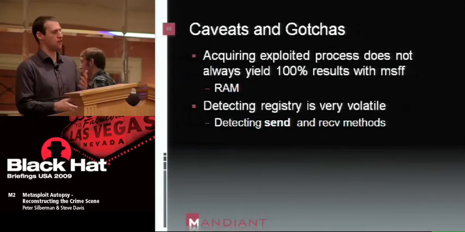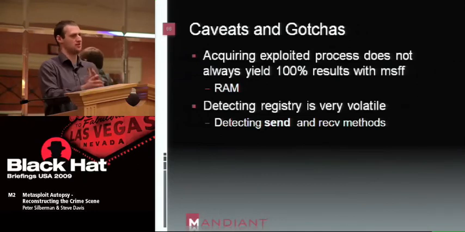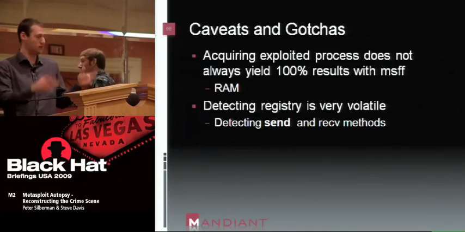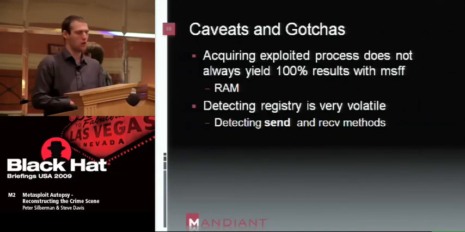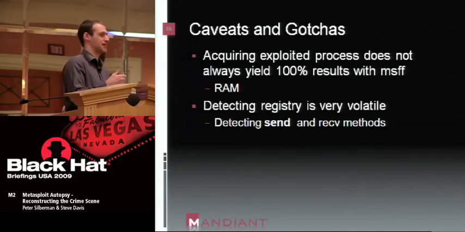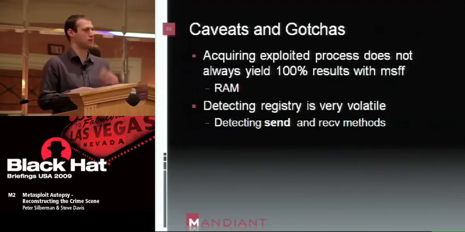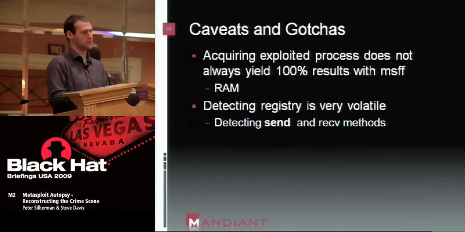So the registry commands are very volatile because they're being sent and that memory seems to be reclaimed more quickly for whatever reason. And I can't sit here and tell you X, Y, and Z is why. I have some theories, but they're definitely just theories. So in this case, we're actually detecting the sent TLVs and the received TLVs, whereas in other cases like process listing, it's just the sent TLVs.